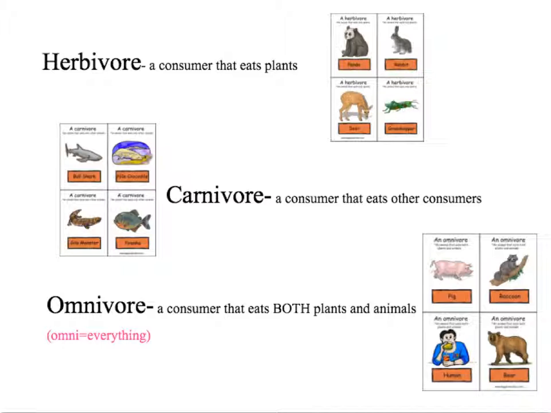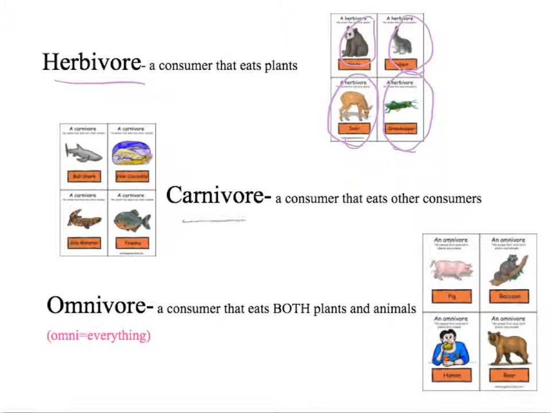Organisms can also be grouped into 5 groups: herbivores, carnivores, omnivores, scavengers, and decomposers. Herbivores are consumers that eat plants. So, for example, a panda, a rabbit, a deer, a grasshopper. These are all herbivores. They only eat plants.